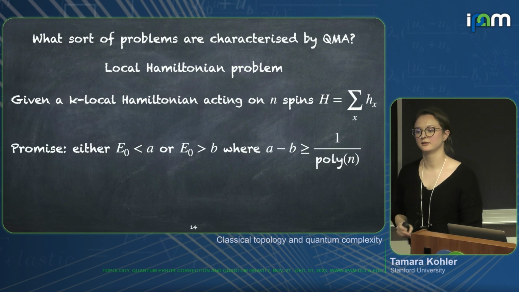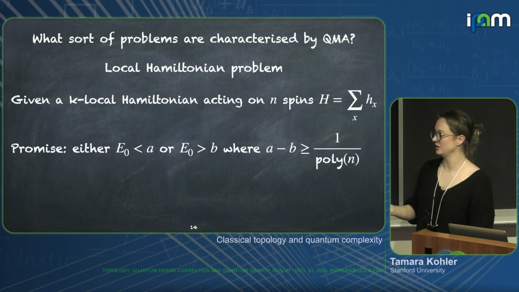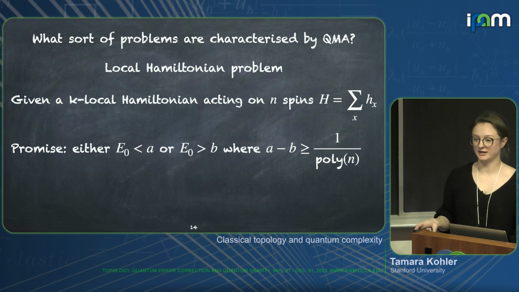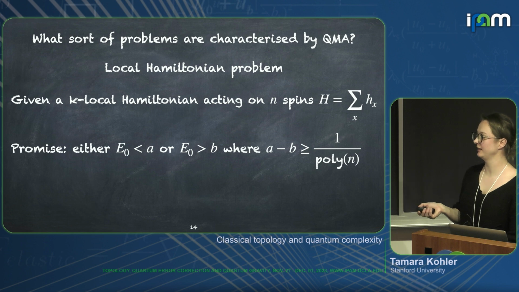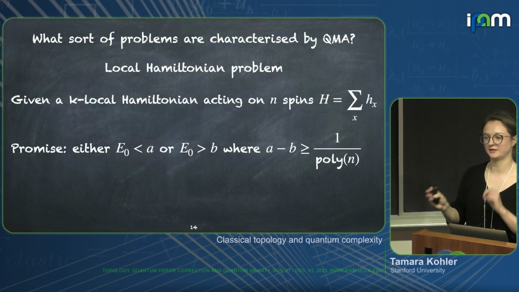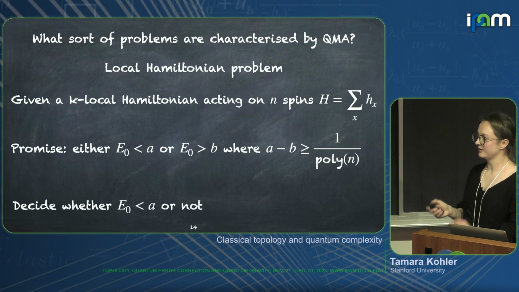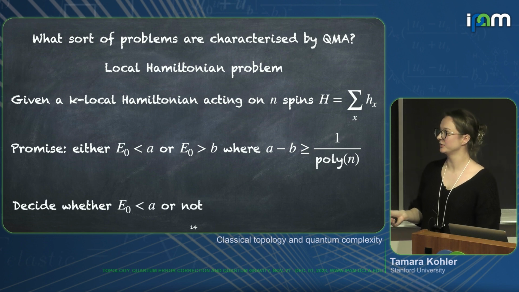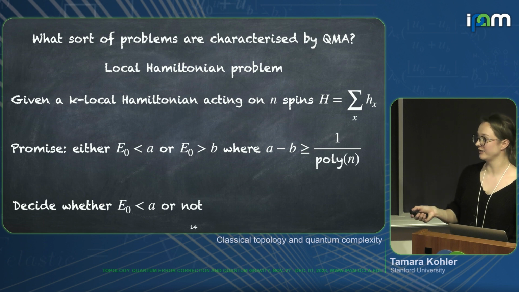And you're given a promise. You're promised that either the ground state energy of this Hamiltonian is below some value A, or it's above some value B, where A and B are separated by some inverse polynomial in the size of the problem. And you're asked, just decide, does this Hamiltonian have a ground state energy less than A or not?